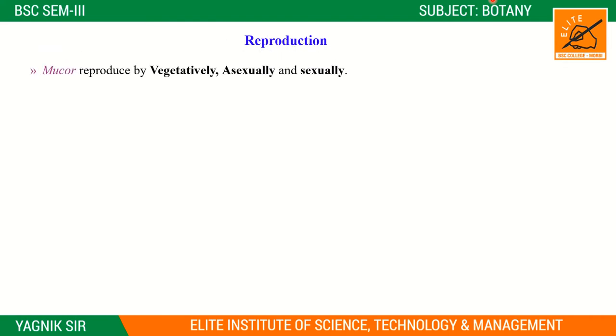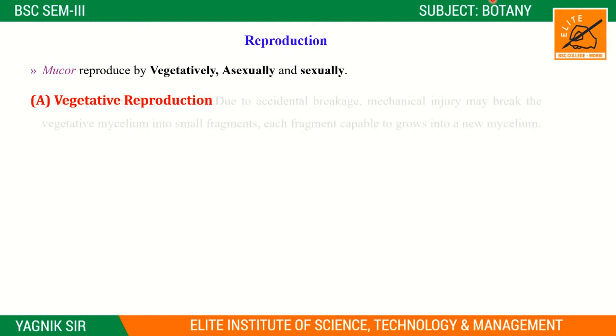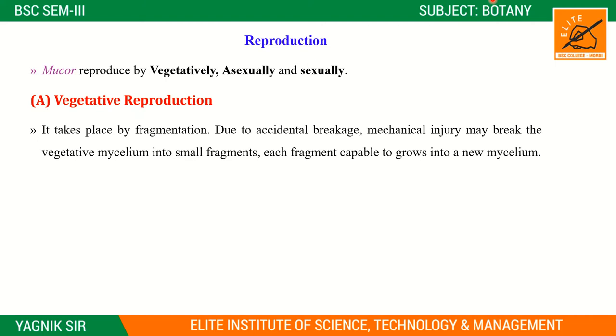So normally Mucor reproduces vegetatively, asexually and sexually. So all types, all modes are present, right? It can reproduce in all modes. So first is vegetative reproduction, and propagation is also often used. Yes, it takes place by fragmentation. And students, in many reference books fragmentation is described as a type of asexual mode of reproduction, but actually this fragmentation type is a vegetative type, right? Not an asexual type, remember it.